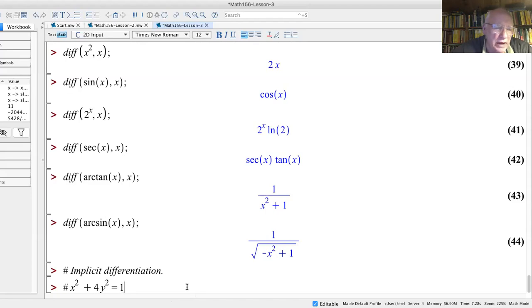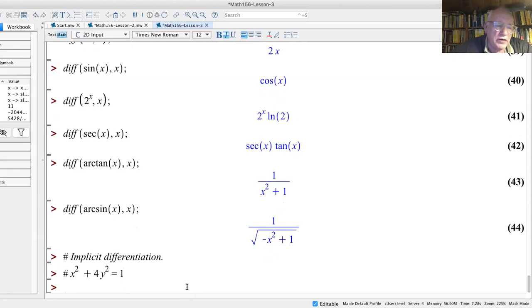At any point on that curve, you have a function defined implicitly, and you want to find the tangent line. You want to find the derivative. So there's a command for doing implicit differentiation in Maple. It is called implicit diff.